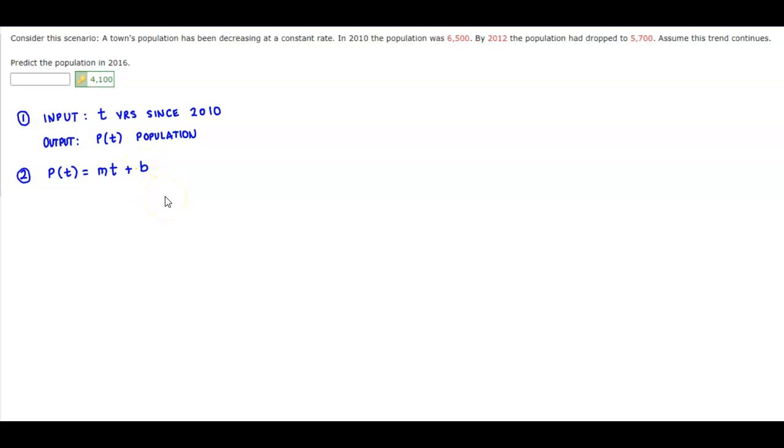Okay, so we can figure out currently what our y-intercept would be. Here it says in 2010 the population was 6,500. So in that scenario, we're going to say that this represents 0 at time 2010, and the population is 6,500. Okay, so what does that tell us? Well, that tells us that the y-intercept B is equal to 6,500.